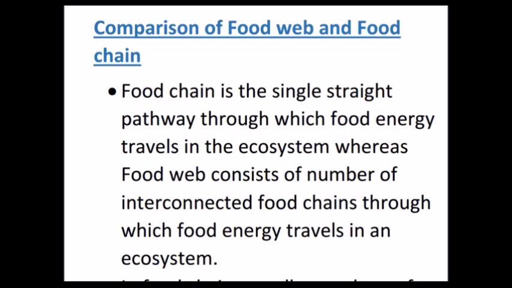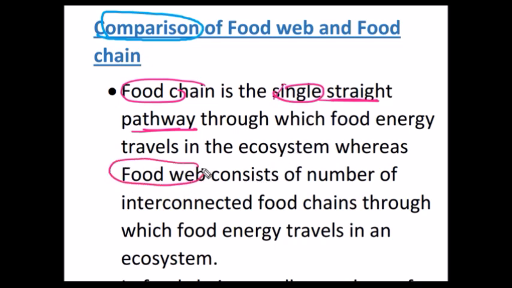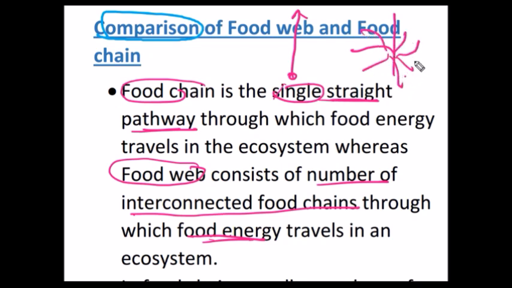So far you understood the concept of food chain and food web. Now let's compare both of them. Food chain is nothing but a single straight pathway through which food energy passes, whereas food web is nothing but a number of interconnected food chains through which food energy passes. Example for a food chain is like that. Example for the food web is like that, in direction. So in a food chain only one food chain is there, whereas in the food web there are so many food chains which are interconnected.